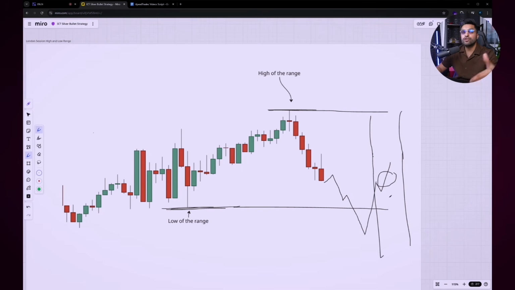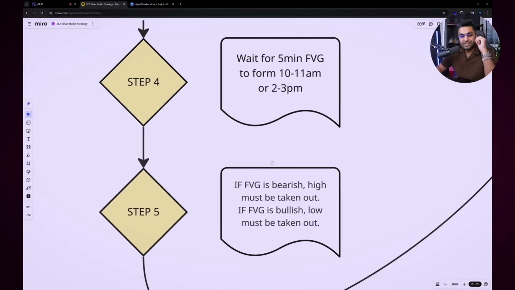window, or between 2 to 3 p.m., window after the low of the range was taken out or high of the range was taken out. The next very important point: if the fair value gap is bearish, that means the high must be taken out. That means if the market took out the high, that is going to be a bearish fair value gap and we're going to be looking to sell.